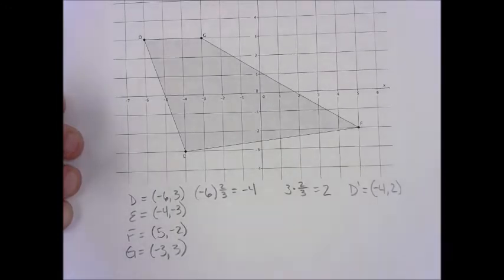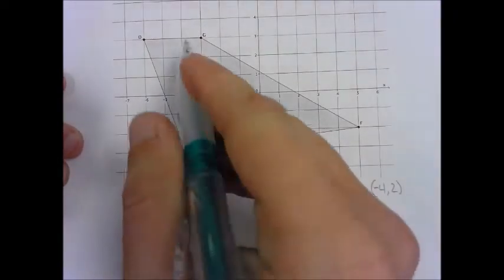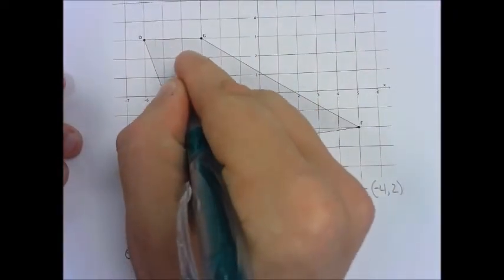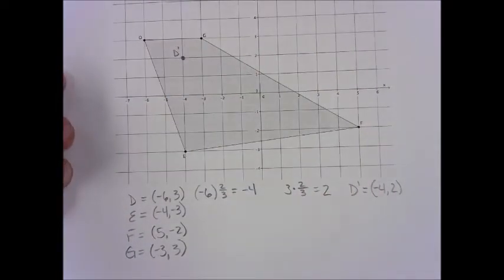So let's go ahead and plot that point, (-4, 2). I go over here to -4, up to +2. This is D prime. And I'm going to do the same thing for each one of these, E, F, and G.